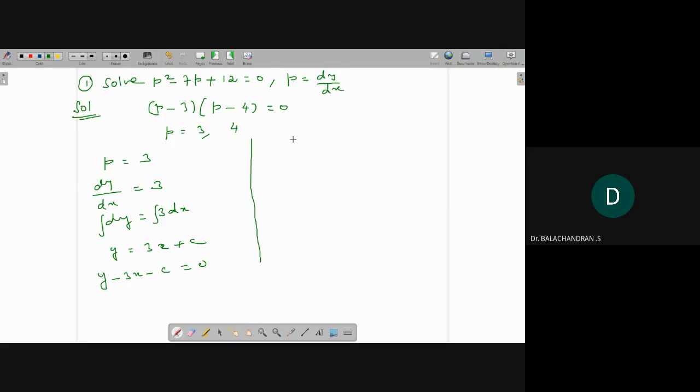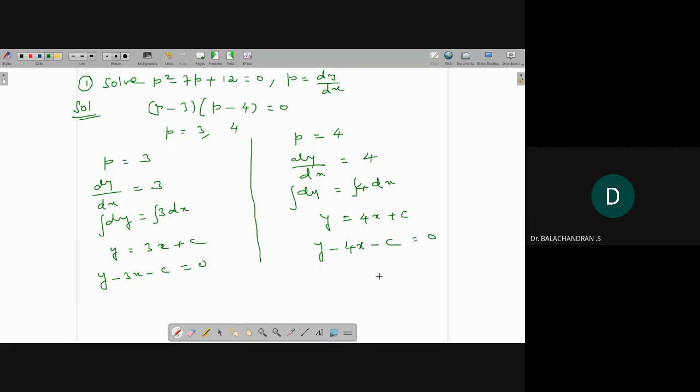Similarly, p equal to 4. So p is dy by dx, which is equal to 4. So dy equal to 4 into dx. So if you integrate, y equal to 4x plus c. So y minus 4x minus c equal to 0.